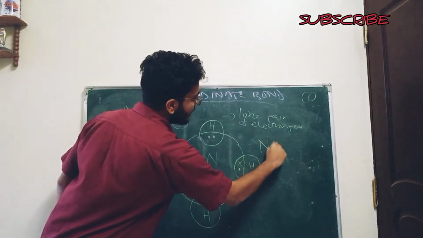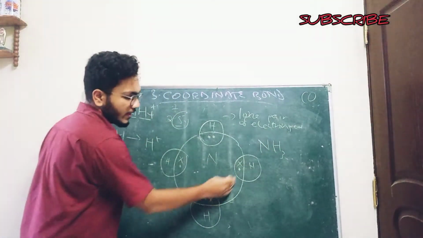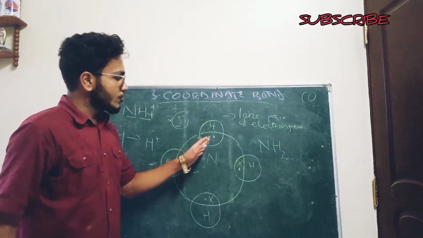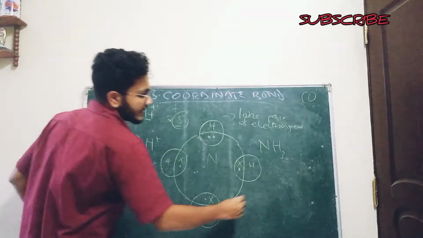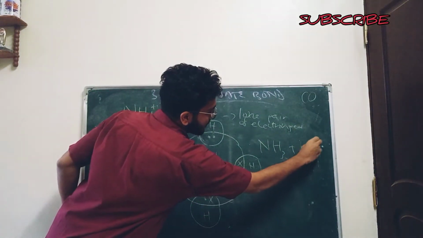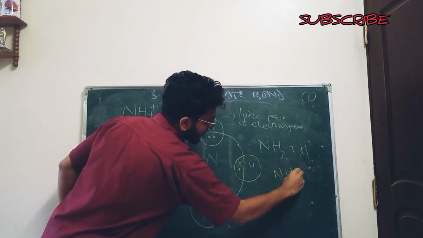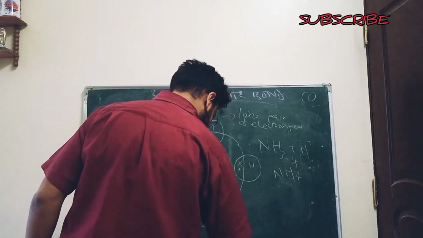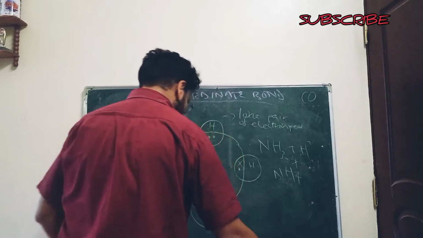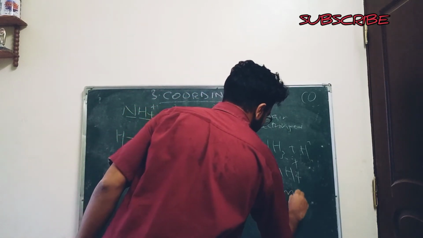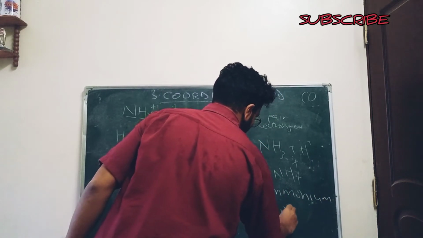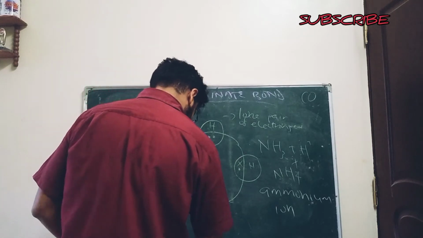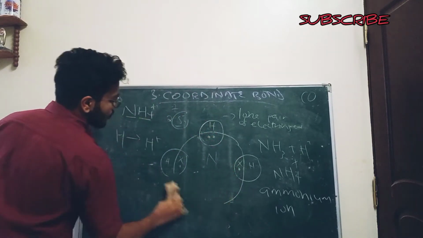So first we had NH3, 1, 2 and 3, NH3. But 1 ion of hydrogen came and attached itself to share the lone pair of electrons nitrogen has, which adds 1 hydrogen, which is positively charged. So we have NH4 positively charged, and this is called ammonium ion. So that is coordinate bond.